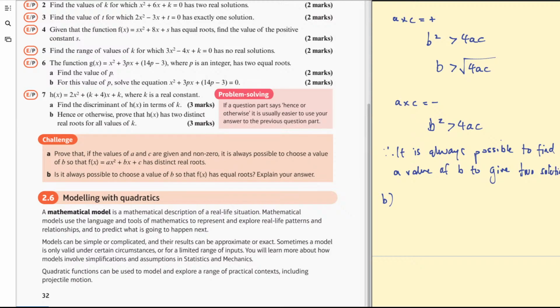Okay, part B says, is it always possible to choose a value b so that f of x has equal roots? So this is when b squared take away 4ac equals 0. That gives you one solution, or equal roots. Again, just pointing out, when it says equal roots, that's the same as saying one solution or one repeated solution. So in this case, we would have b squared equal to 4ac.